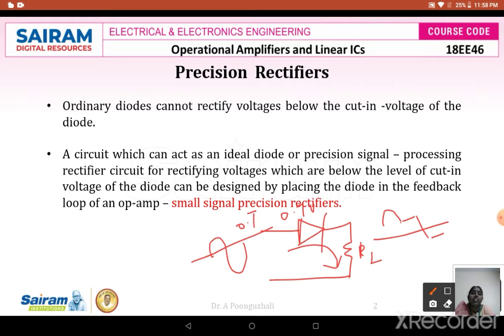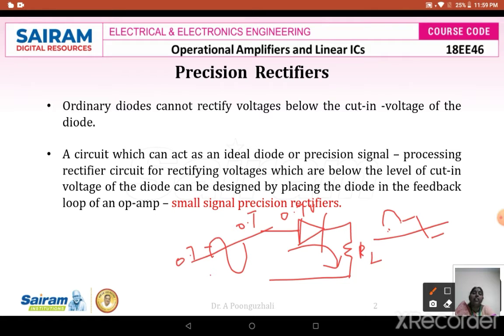So this region, less than 0.7 volts, is not rectified. In this case, if we want rectification even in this small voltage range, we go for precision rectifiers. We say that ordinary diodes cannot rectify voltages below the cut-in voltage of the diode. So a circuit that acts as an ideal diode, or a precision signal processing circuit, is needed for rectifying the voltages which are below the level of the cut-in voltage of the diode.